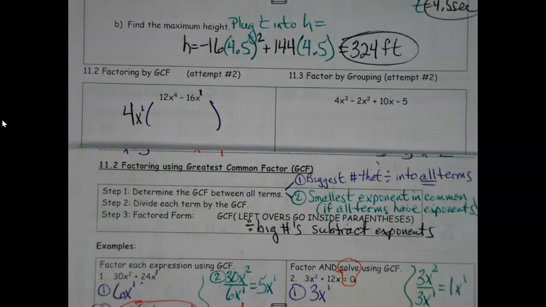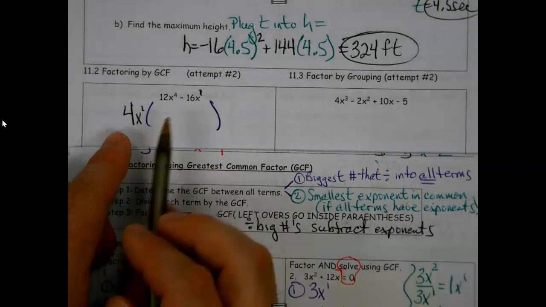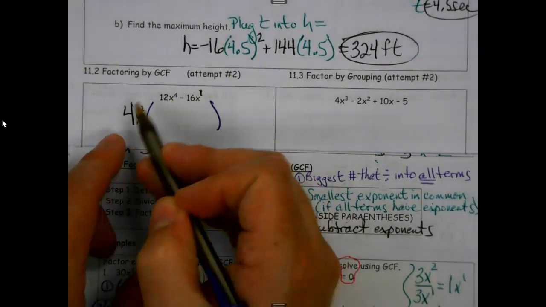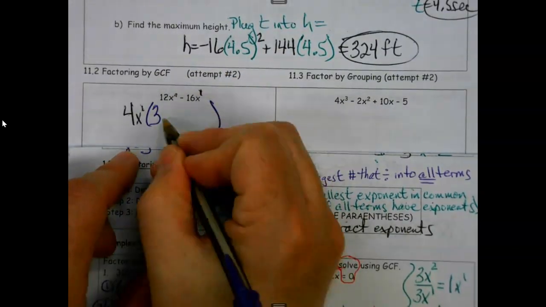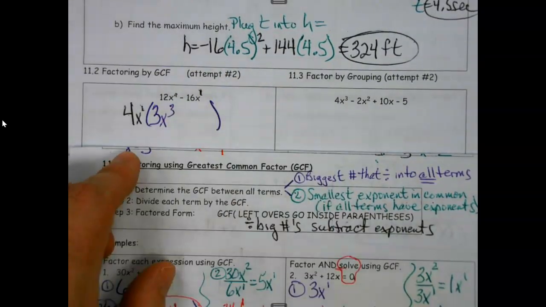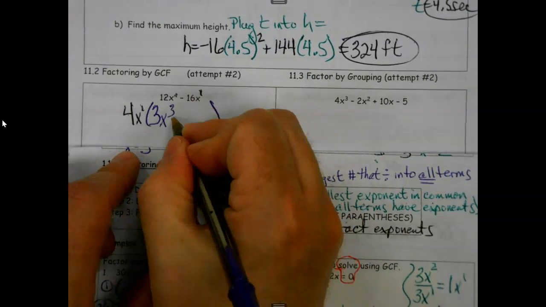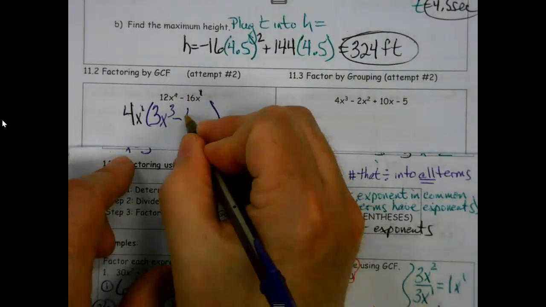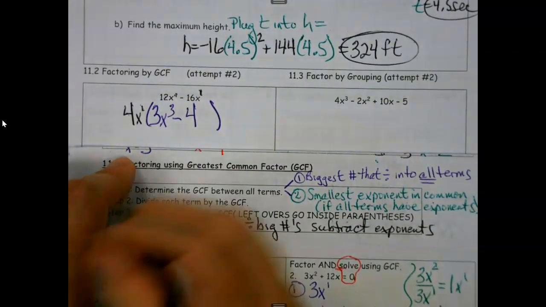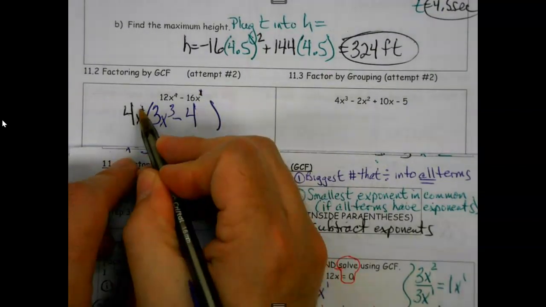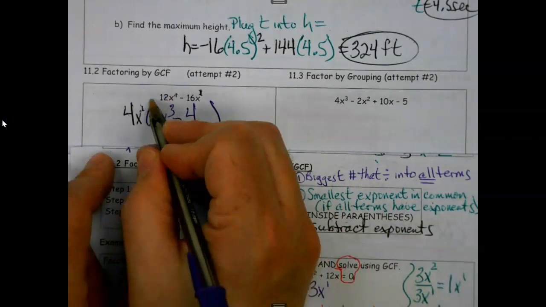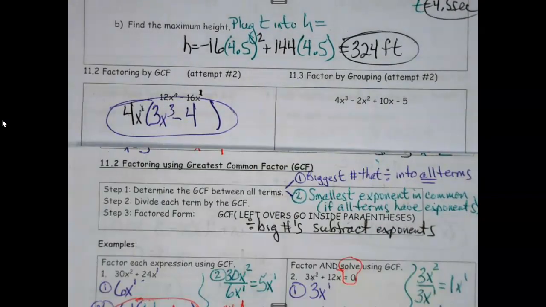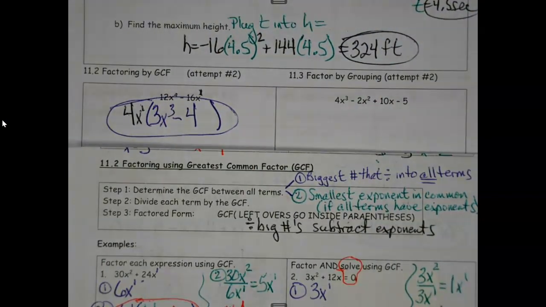And so once we do that, to do the last part, we divide the bigs. 12 divided by 4 is 3. Subtract the exponents. 4 minus 1 is 3. 16 divided by 4 is 4. 1 minus 1 is 0. If you get 0 for an exponent, do not put a variable anymore. That's the end. You're finished. You're done. That's it.